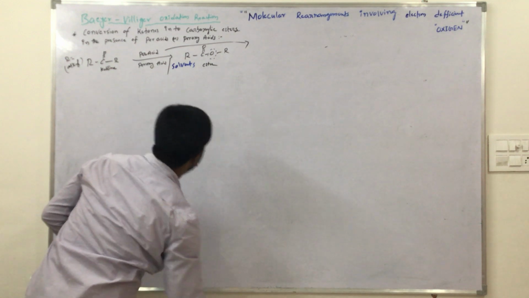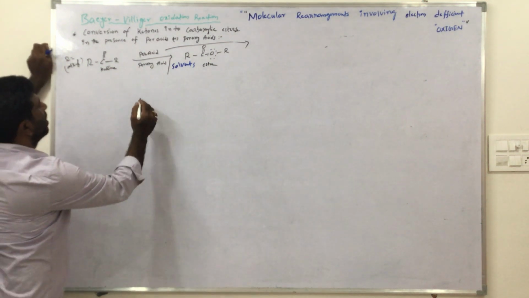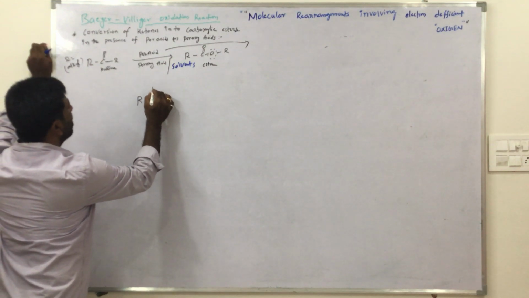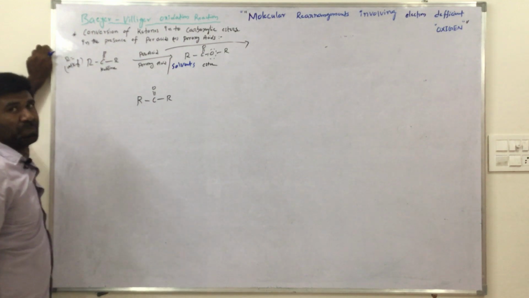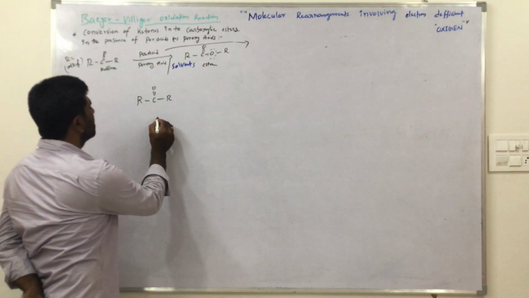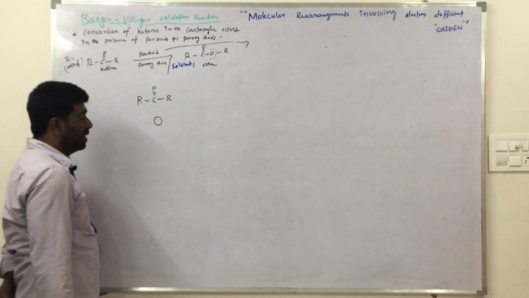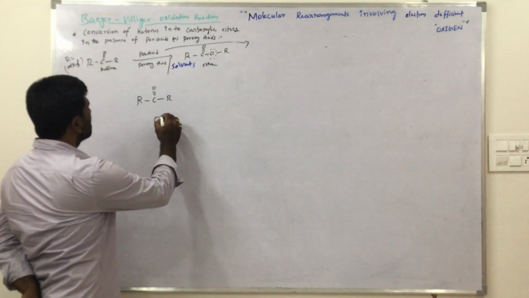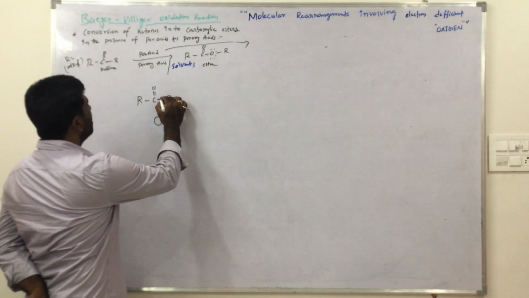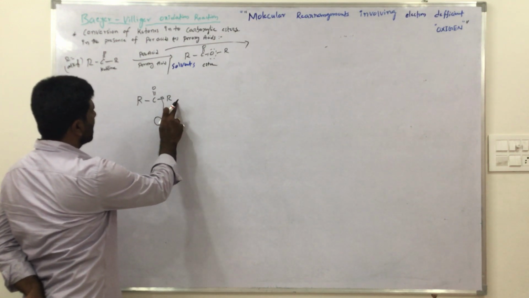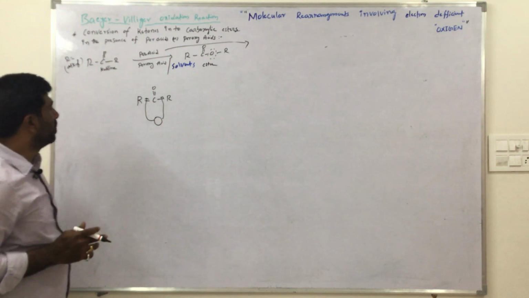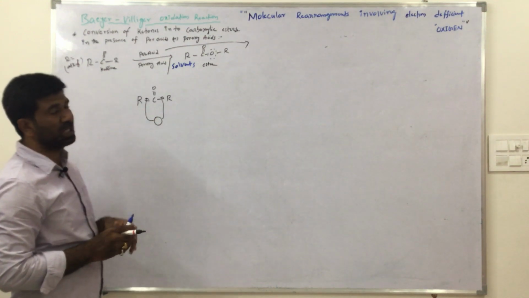Now, see here, R-C double bond O-R. This is the ketone compound. Now, insertion of oxygen. This is the oxygen. Oxygen goes to which place? Bond between this carbon and this alkyl group, or this carbon to this R group. In between which bond is the breakdown and oxygen insertion taking place?